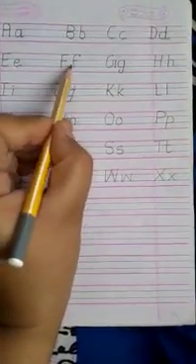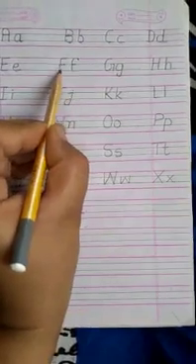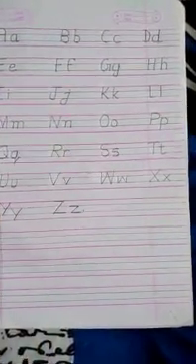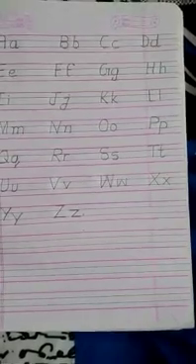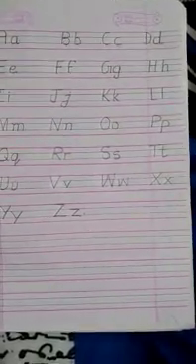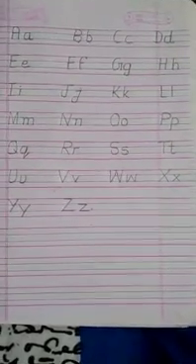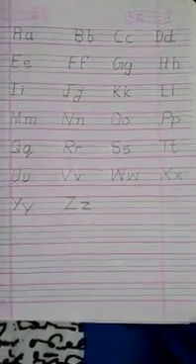Capital F and a small f. And the sound of F is F. And F for fish. F for fish.